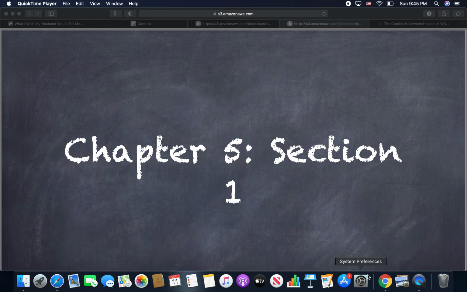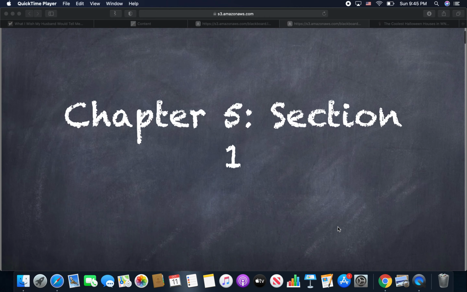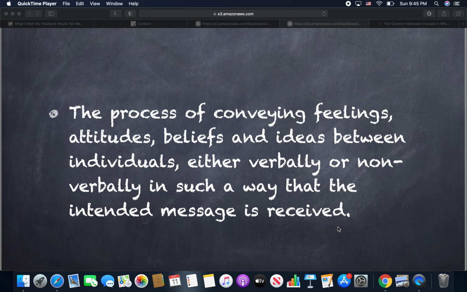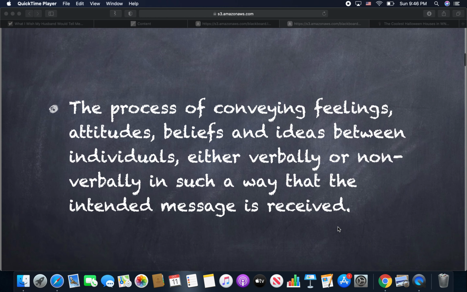To start section 5, we're going to start with the first section, chapter 5, section 1, and this is going to be on communication. So now we're starting to get into the interaction part of the human interaction class, and communication is the way that we process information. The definition of communication is the process of conveying feelings, attitudes, beliefs, and ideas between individuals, either verbally or non-verbally, in such a way that the intended message is received.